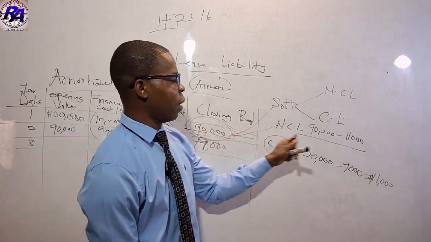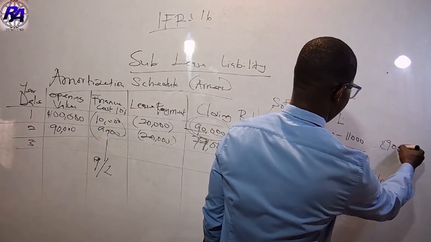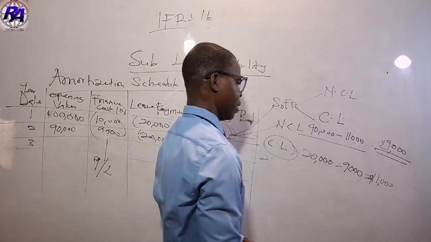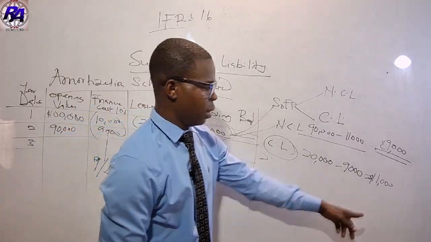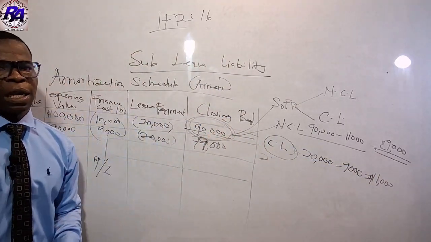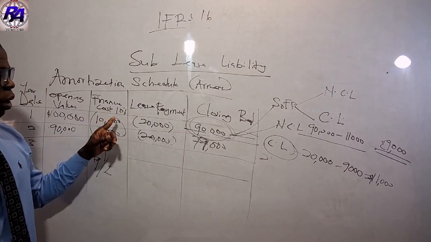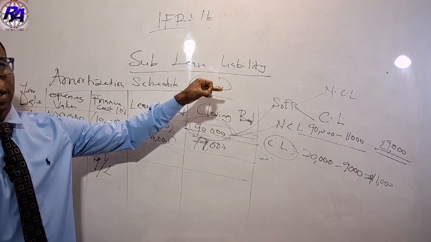Then we are going to have whatever we get here. I think this is going to be 89,000, and this is going to be our non-current lease liability. And if you sum up these two, it should give you the 90,000 as our closing balance of our lease liability. This is the situation where we are looking at the payment being in arrears.